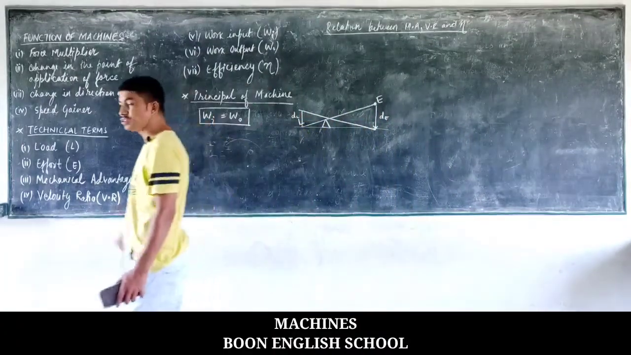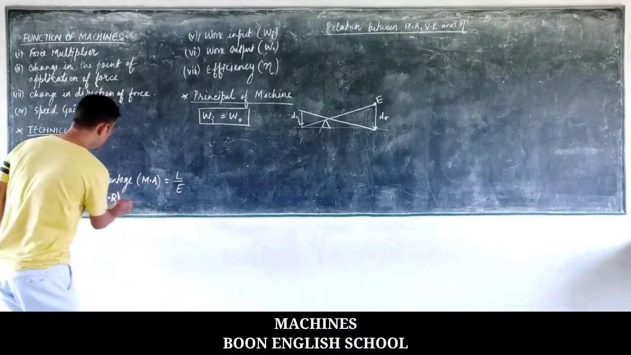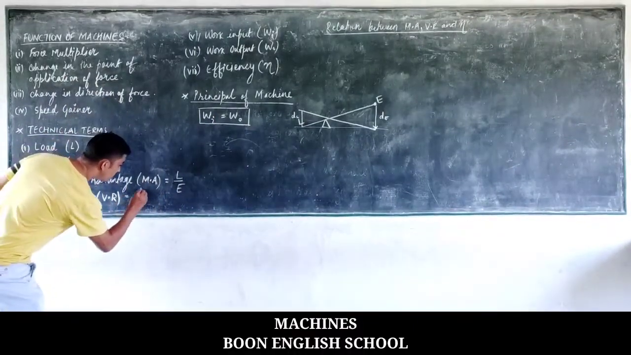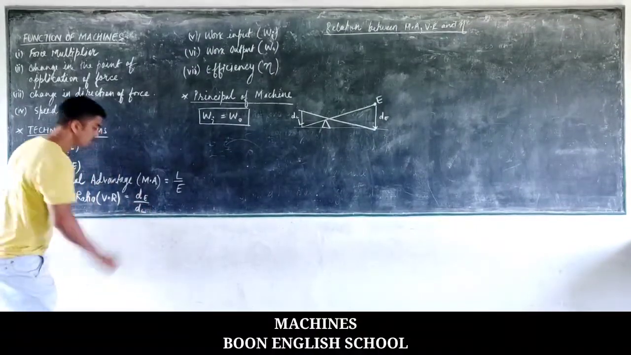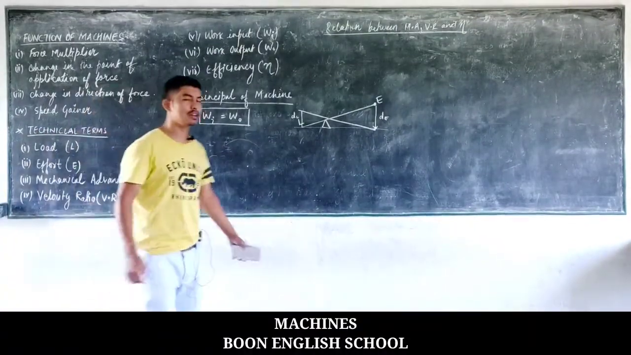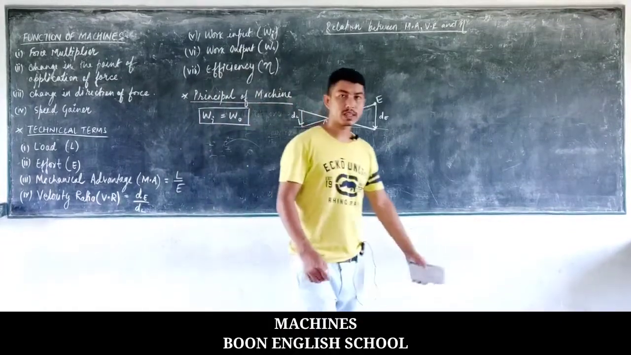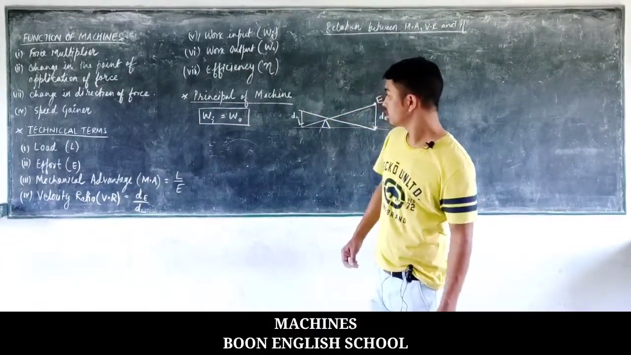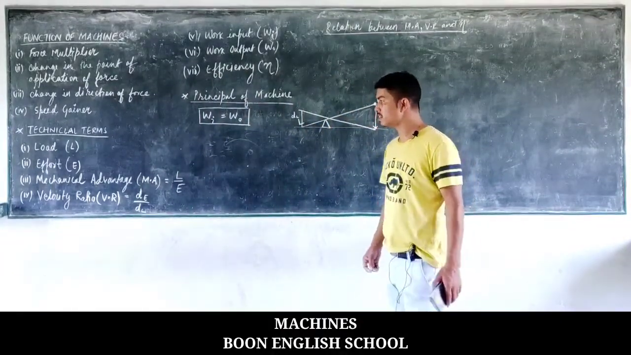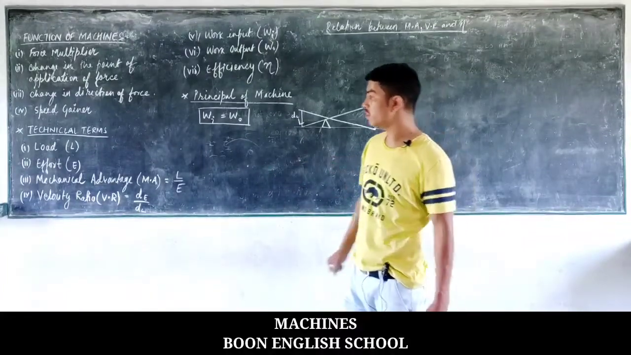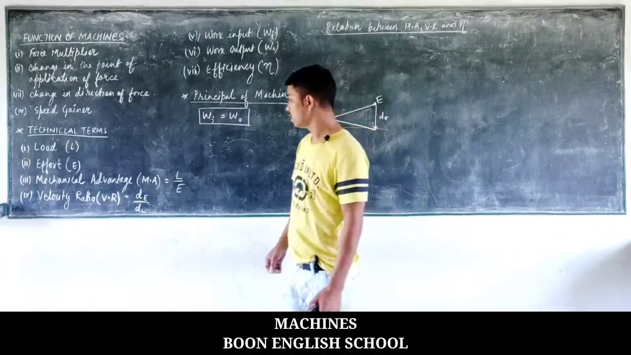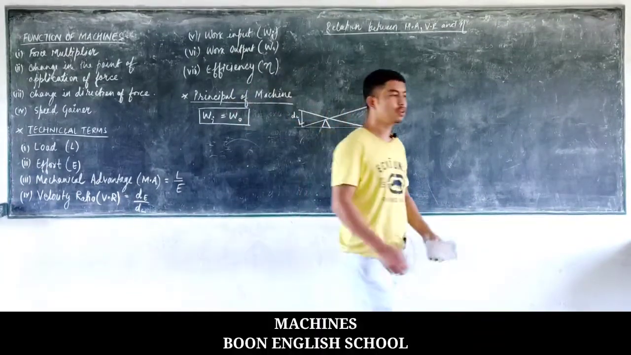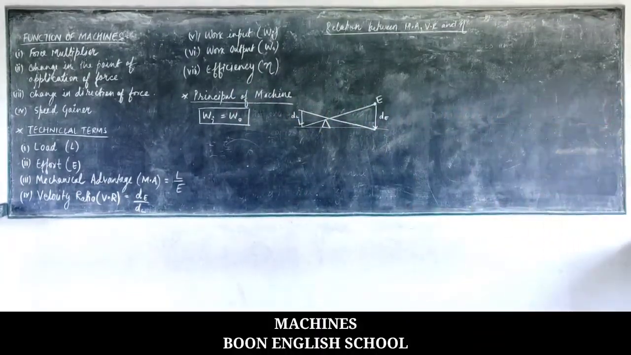So what is the velocity ratio? The velocity ratio is the ratio of the distance travelled by effort to the distance travelled by the load. Simply it is dE divided by dL. So dE divided by dL is the velocity ratio. The velocity ratio is the ratio of the distance travelled by effort to the distance travelled by the load.